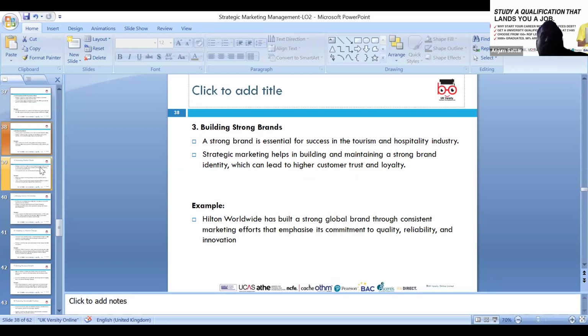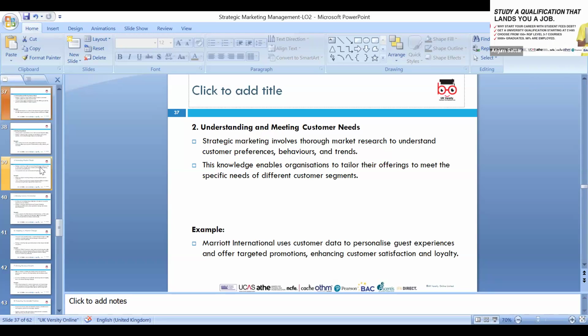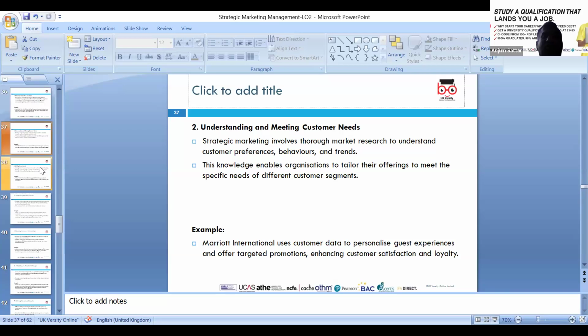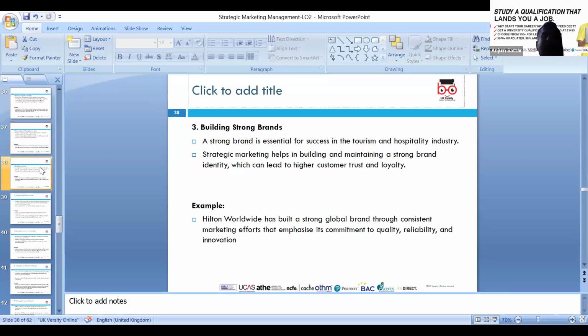Hilton Hotels, of course, worldwide is a strong brand. They develop it through consistent marketing effort. Understand the marketing customer needs. We had a discussion: enhance the competitive advantage, meeting and building the strong brand image, in the light of Hilton Hotel.